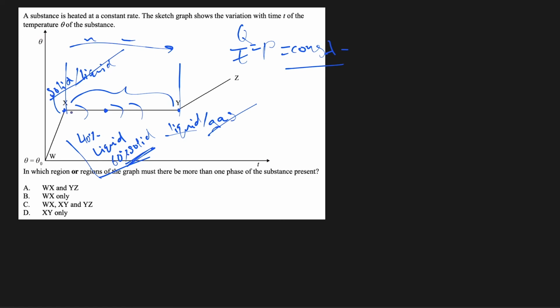So from x to y, it's definitely not w to x, definitely not y to z, because there's a change in temperature. So that can't be it either. So wx and yz, that has wx in it, so that can't be it. This has wx in it, this has wx in it. xy only, that's the case. So xy is the correct answer.